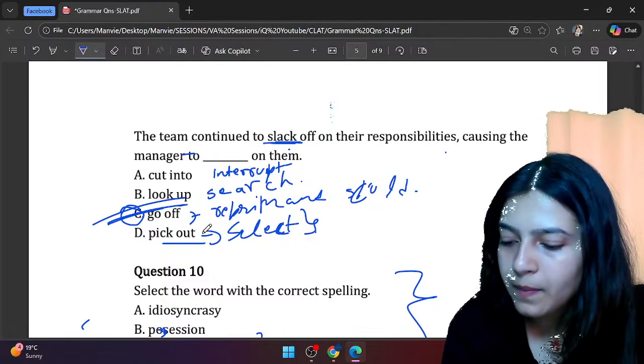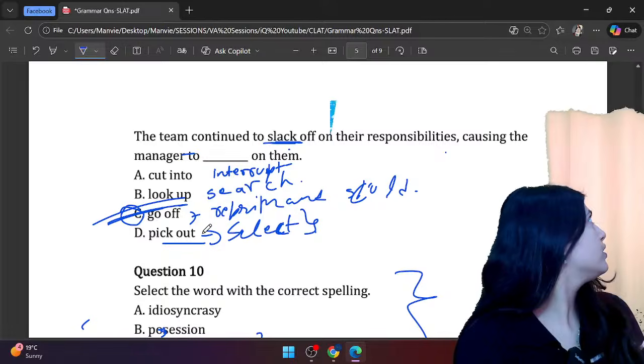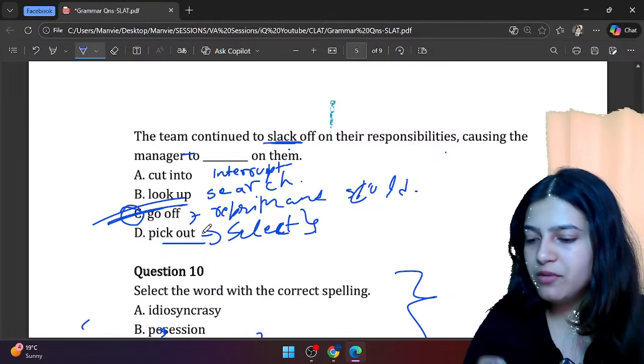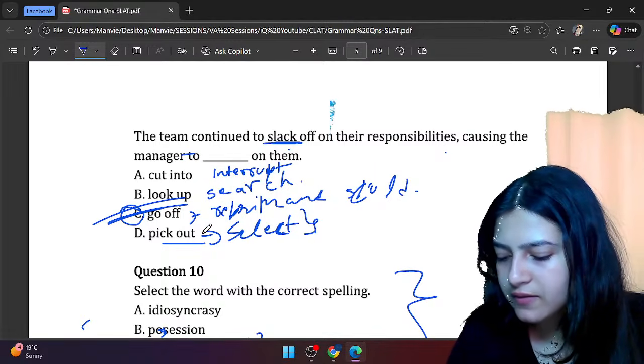ठीक है? I think there's something wrong with my green screen as well. Well, just give me 1 second, okay? I'll fix it.